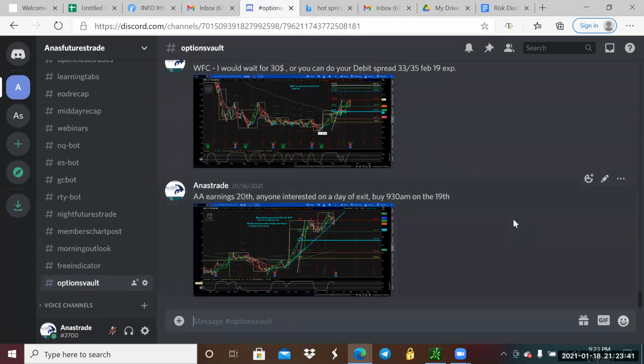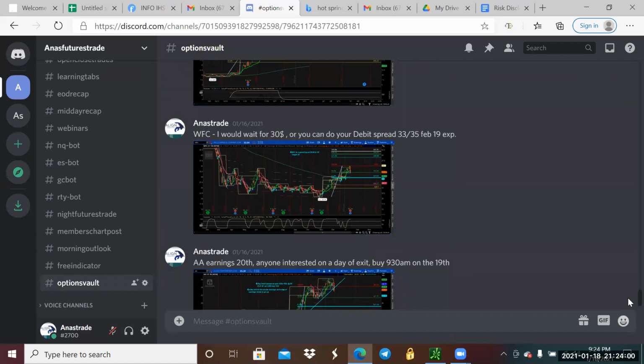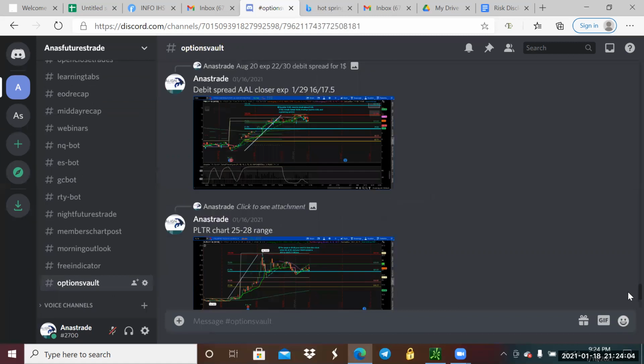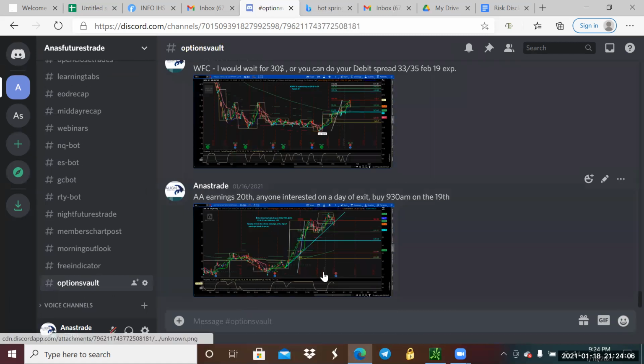The pre indicator, that's the VWAP that we use, and literally it is just free for everyone. And the MPD is in there too. So here also is the option Vault. Okay, so this is where I explain, giving you the chart, wait for 30, debit spread, yada, yada, yada, things like that. That's where everything is.